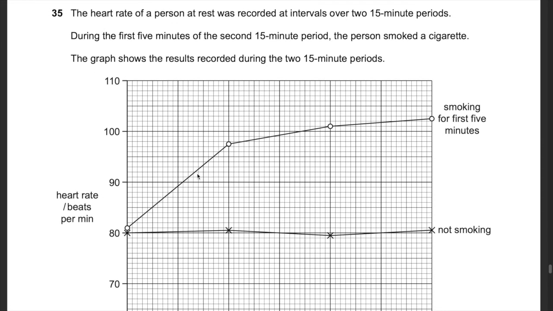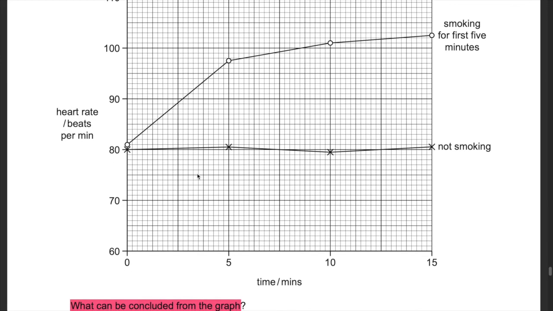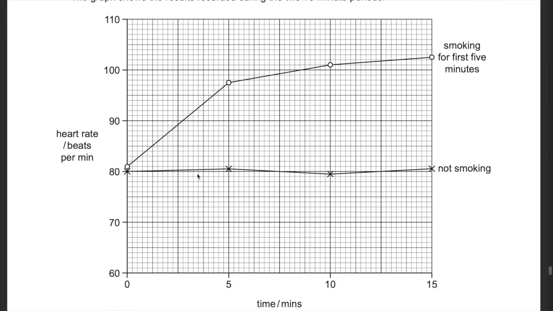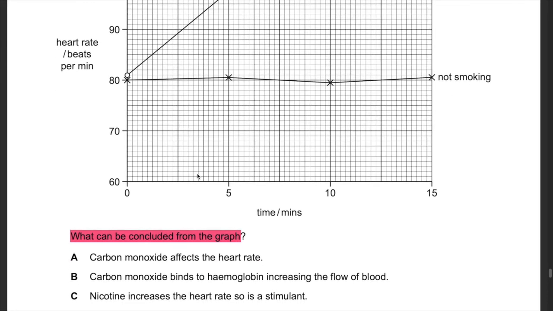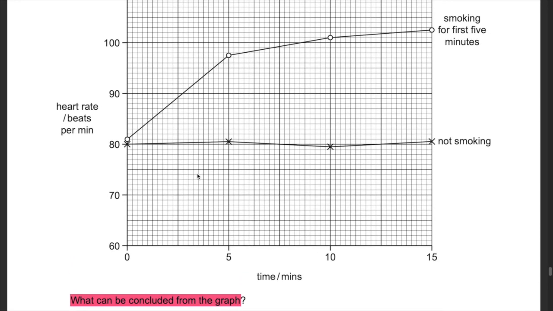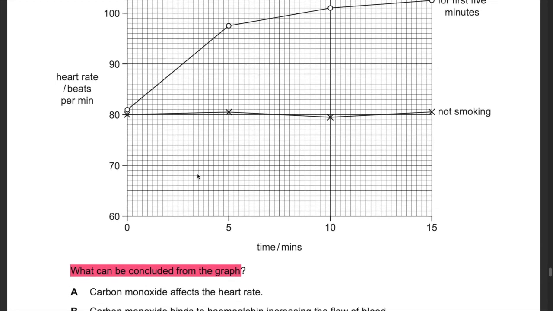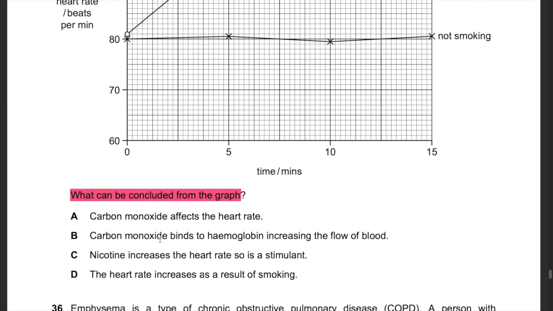Question 35. The heart rate of a person at rest was recorded at intervals over 2 15-minute periods. During the first 5 minutes of the second 15-minute period, the person smoked a cigarette. The graph shows the results recorded during the 2 15-minute periods. So as you can see, the graph is given and the heart rate in beats per minute is plotted at the y-axis and the time is at the x-axis. What can be concluded from the result? Obviously, the person who smoked for the first 5 minutes, the heart rate rises. Hence, the option is D. The heart rate increases as a result of smoking. That's a conclusion which is taken from the graph.